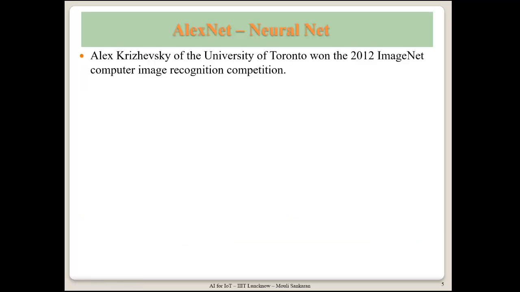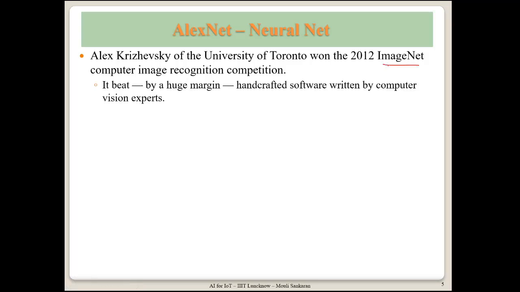Now AlexNet. AlexNet is one neural network which was developed by Alex from the University of Toronto. He won a competition held by ImageNet, a computer image recognition competition. In 2012, he constructed one DNN which won the competition. It's about recognizing images, and he did that using DNNs.